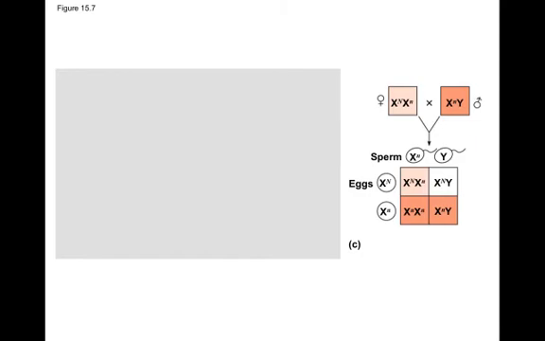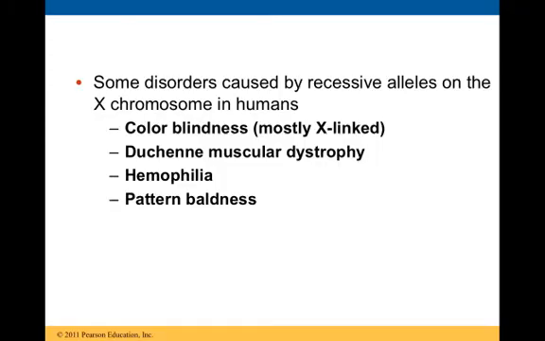In the third and most serious condition, you have a carrier mother paired with an affected father, and so in this case, half of the children will have the disease, 1 girl, 1 boy. The other girl will be a carrier, and the other boy will be normal. So these are some of the disorders that are caused by recessive alleles on the X chromosome.